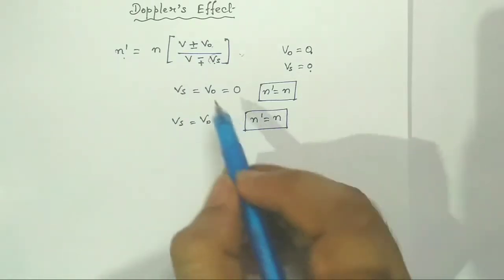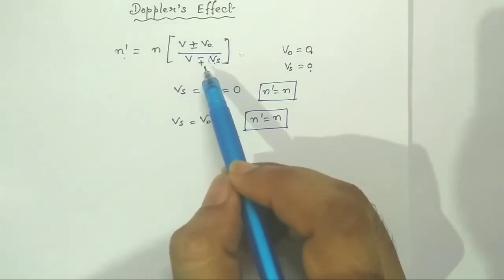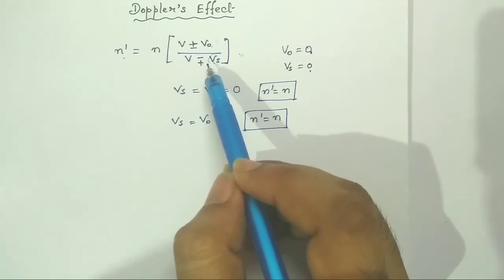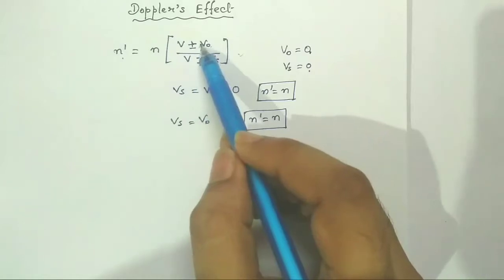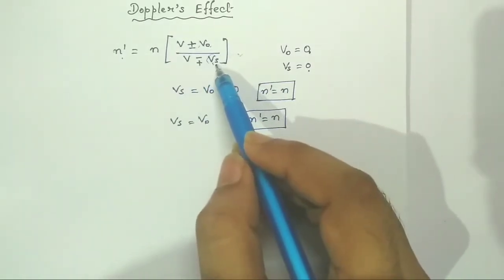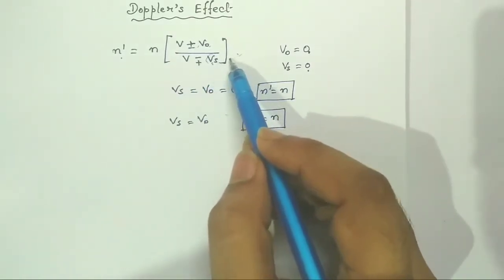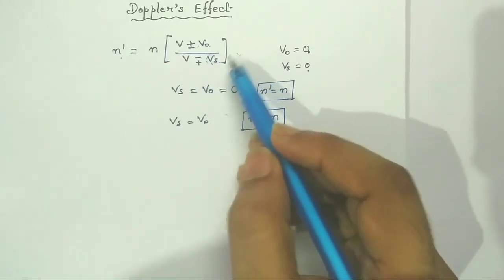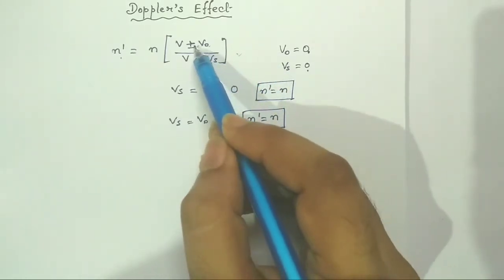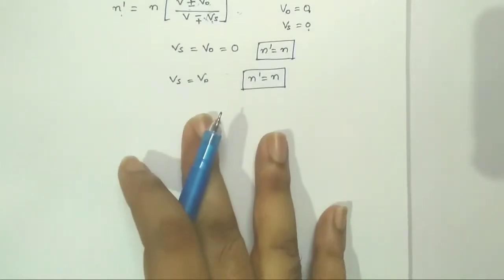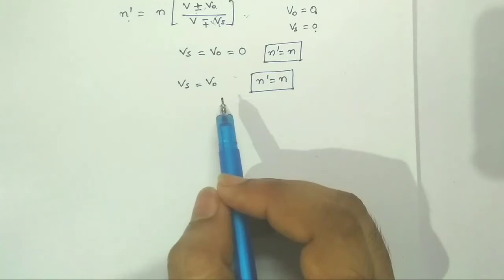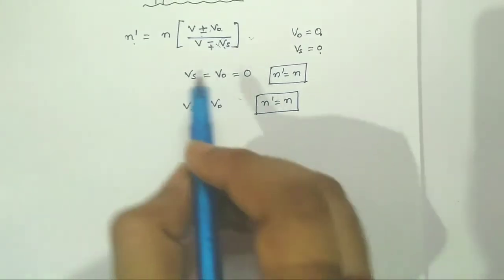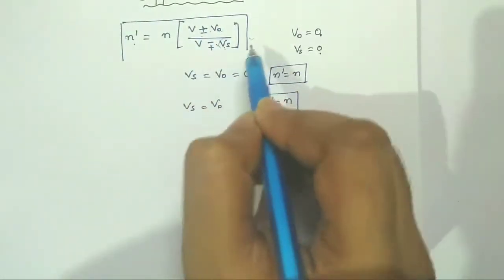So I repeat, when the source is moving towards the observer or the observer is moving towards the source, we will consider the upper sign, and when the source is moving away from the observer or the observer is moving away from the source, we will consider the lower sign. Okay? And we all know that if there is no relative motion between the source and the observer, there will be no Doppler effect. This equation should be remembered.